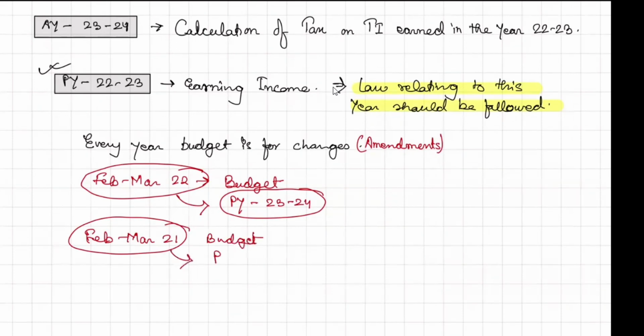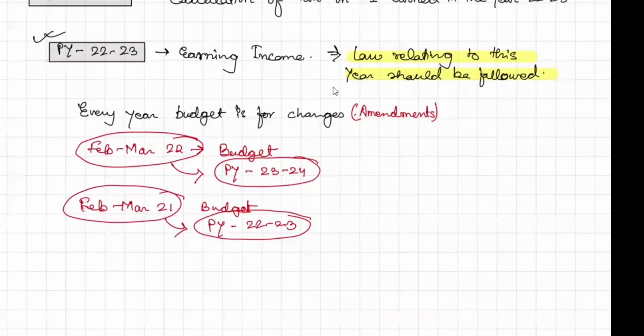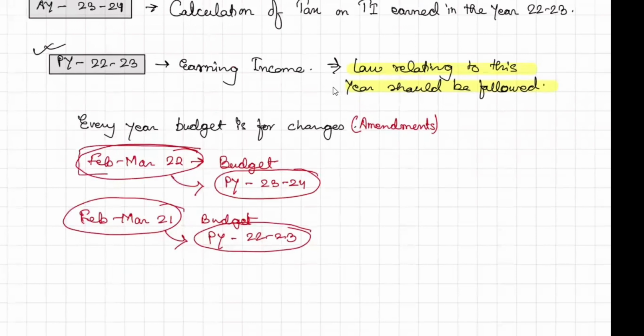And it will be applicable for the assessment previous year. What will be the previous year for it? 22 and 23. Correct. So if I'm saying that the budget which was there in the year 2022 is applicable in the previous year 23 and 24, do you think that this budget is applicable to us? Let's discuss it with logic. Now I'm not yet going into what should be applied, what should not be.